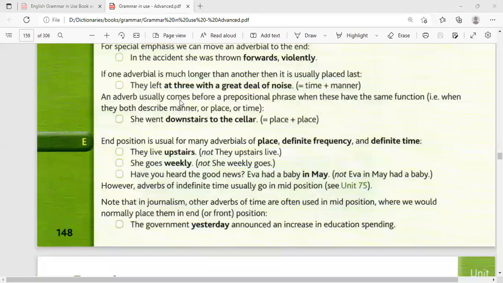Look at this example here. When I say, they left at 3 with a great deal of noise. Again, they left at 3 with a great deal of noise. So how many adverbs here do we have?